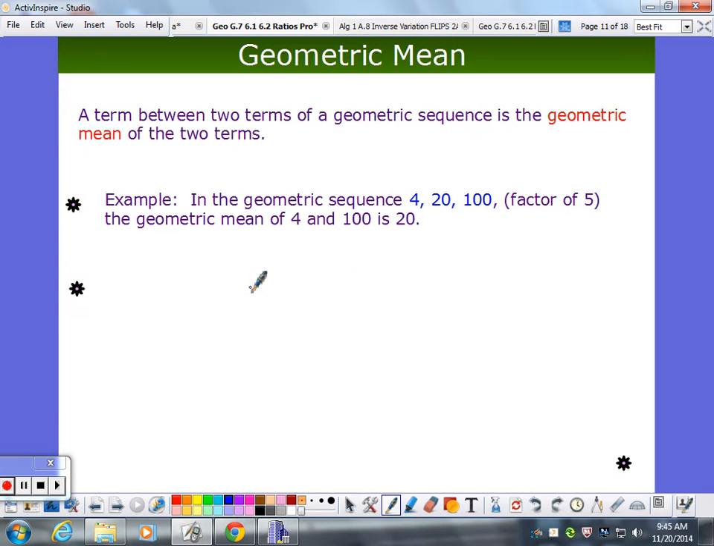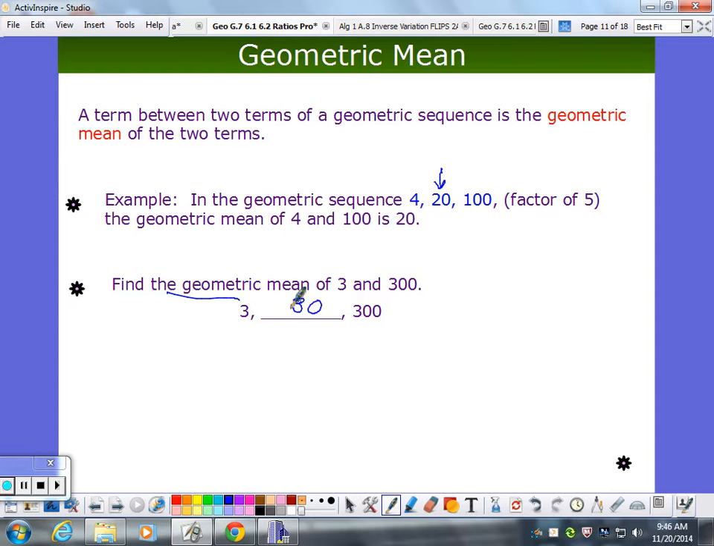So a geometric mean is that same sort of idea, except now that we're multiplying, it's a little bit different. So this is the geometric mean. The number between 4 and 100 in a geometric sequence will be 20. Okay, so how do you find one? If I have a geometric sequence, 3, something, 300, I have to figure out what that number in between is. How'd you do that?